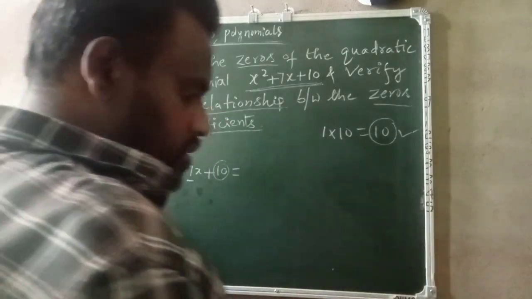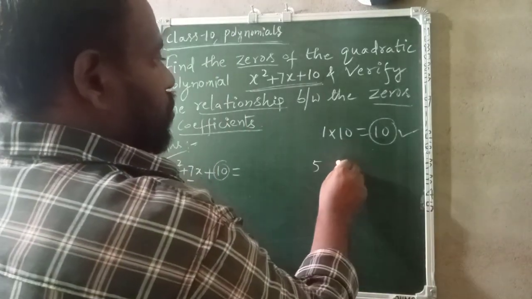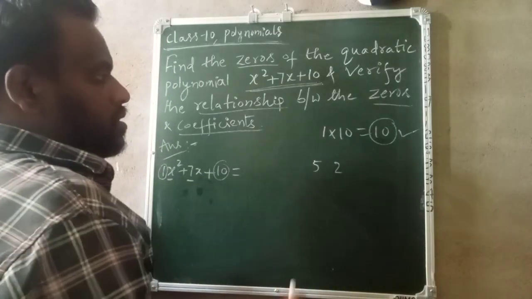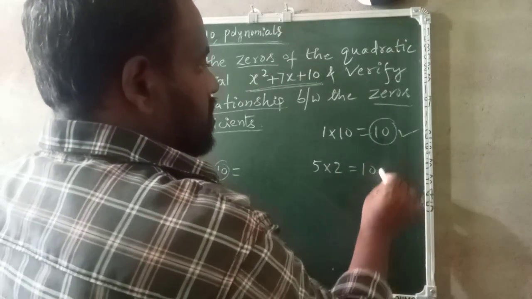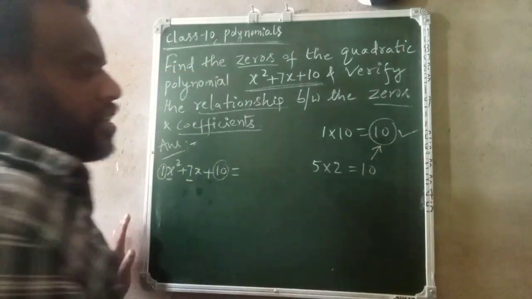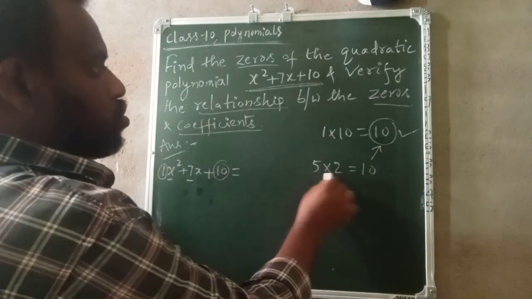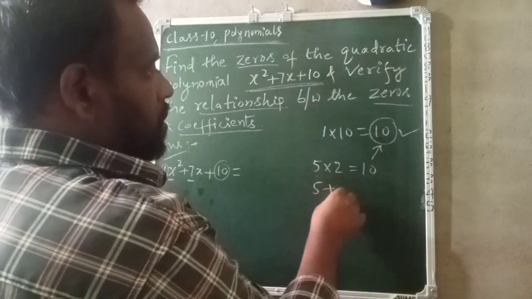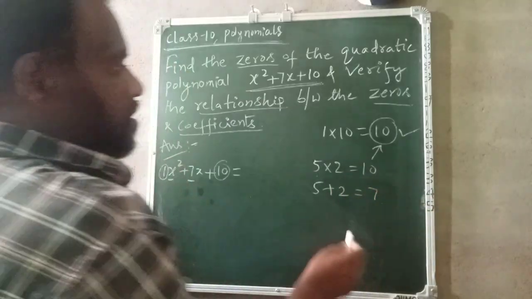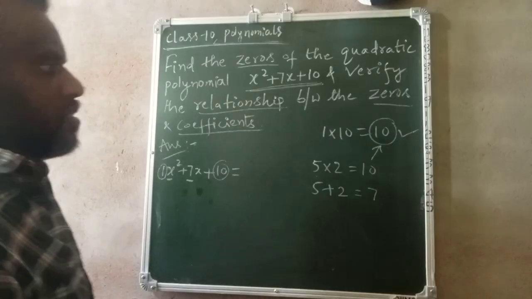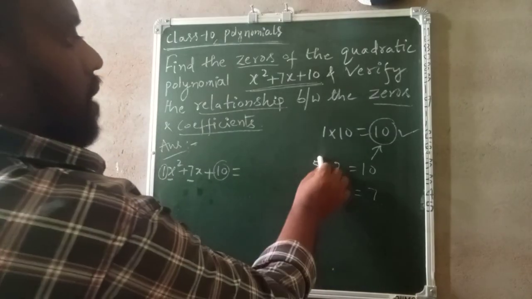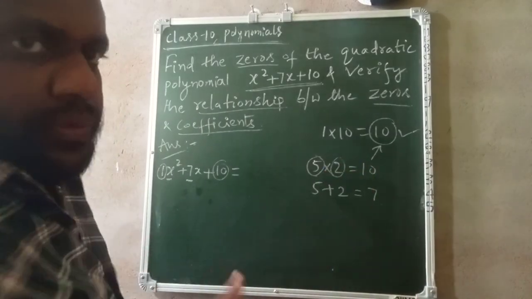I will select 5 and 2. Because if you multiply this, 5 into 2 is equal to what? 10. So we got this 10. Next, another condition, if you add these two, 5 plus 2, what you will get? 7. So the coefficient of x is 7. Because of that, I will select the numbers 5 and 2 only.